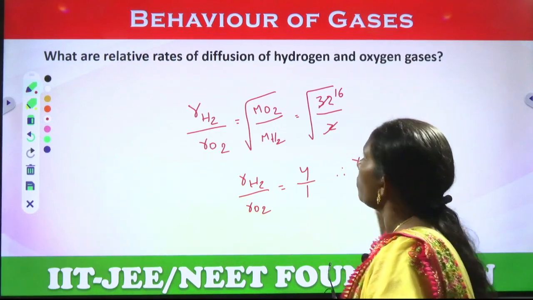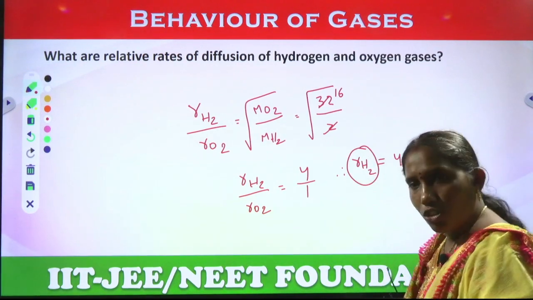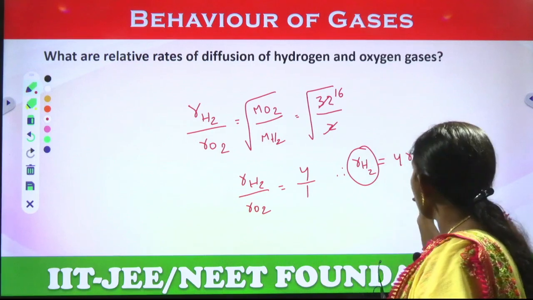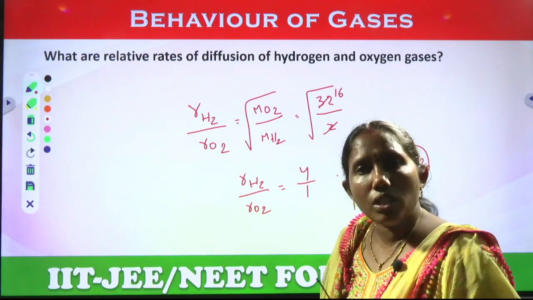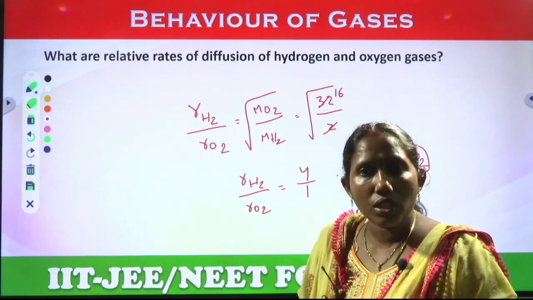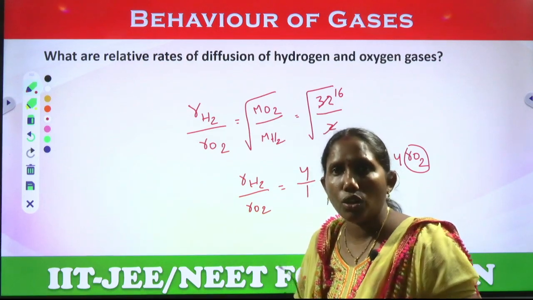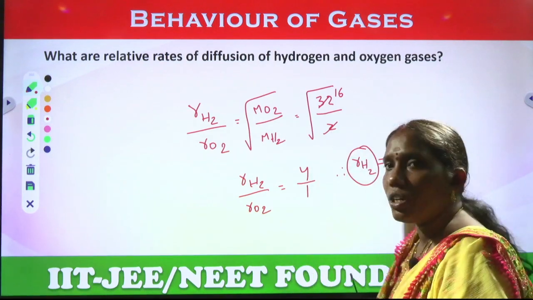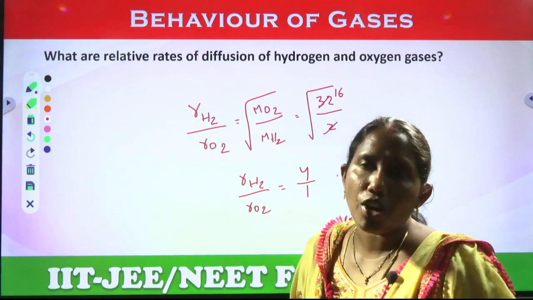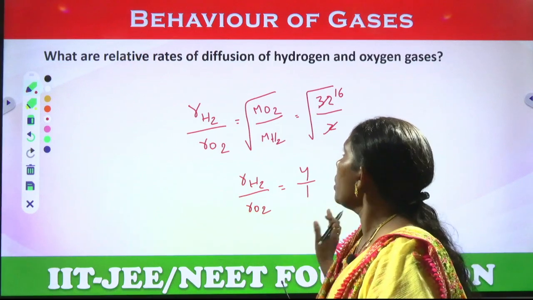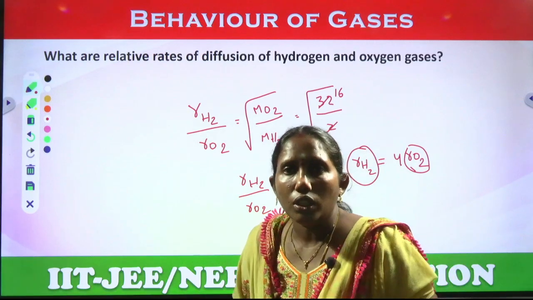The ratio is, what is the relative rate of diffusion of hydrogen and oxygen? Hydrogen will diffuse 4 times that of oxygen, because hydrogen is very light, right? It diffuses faster than oxygen. One time oxygen if you move, hydrogen can move 4 times faster than that. That is the relation between the diffusion of hydrogen and oxygen, right?